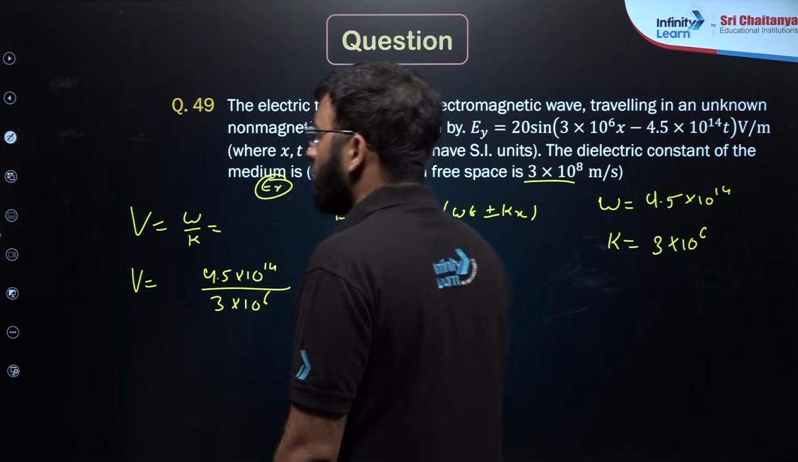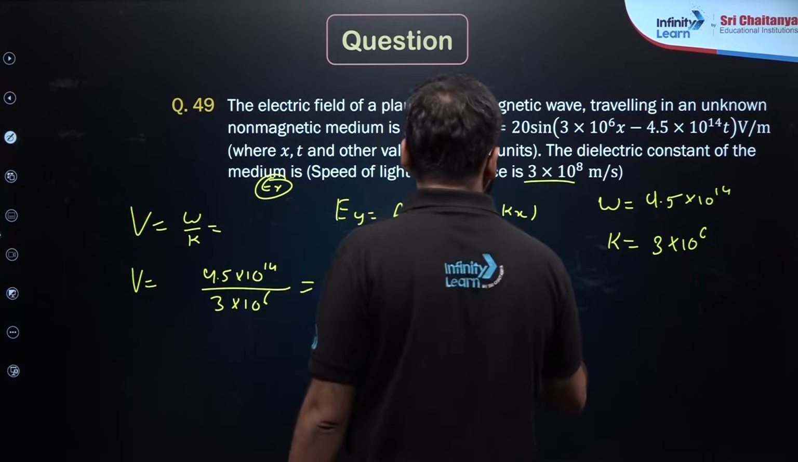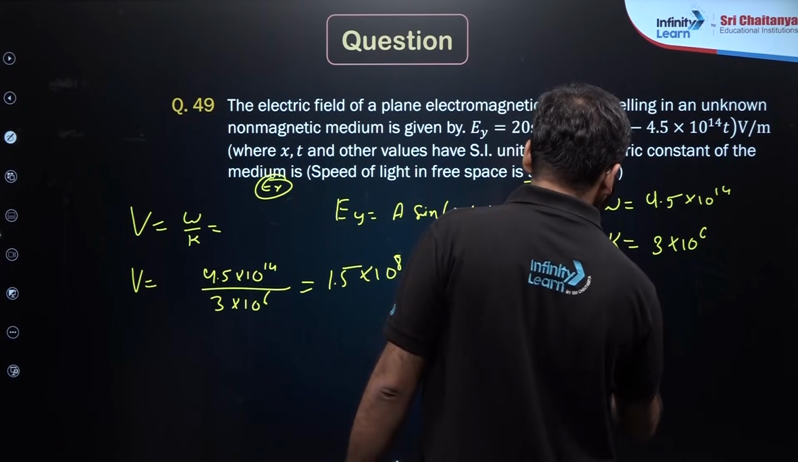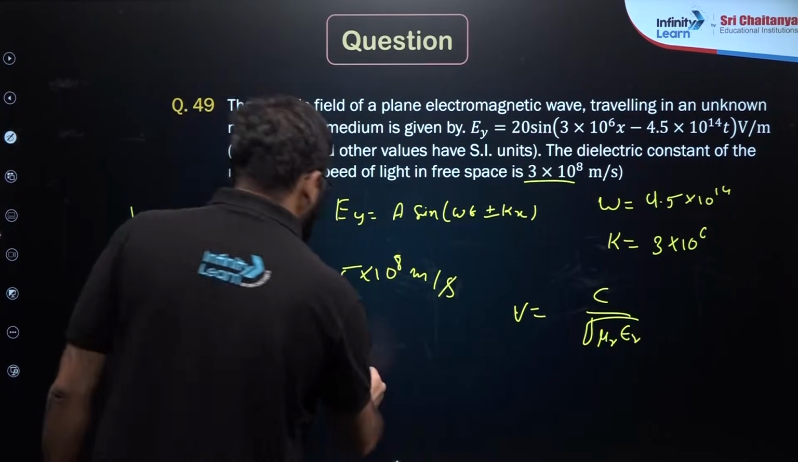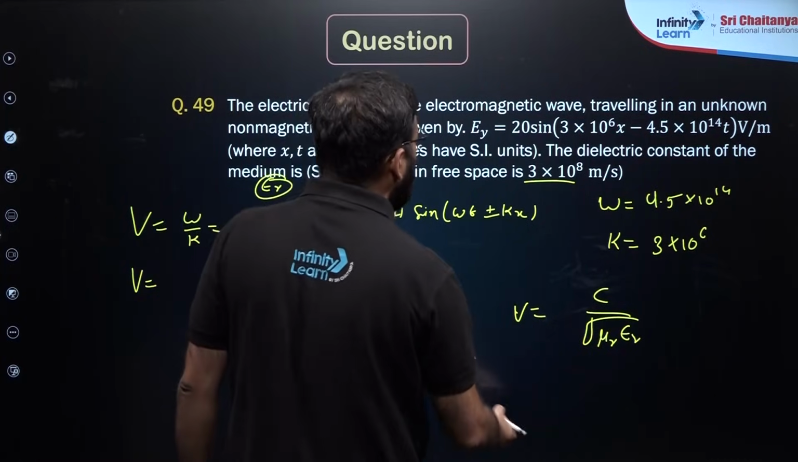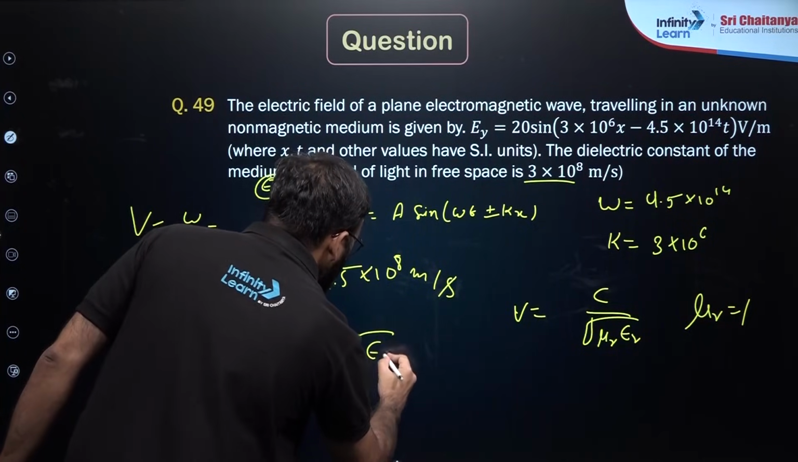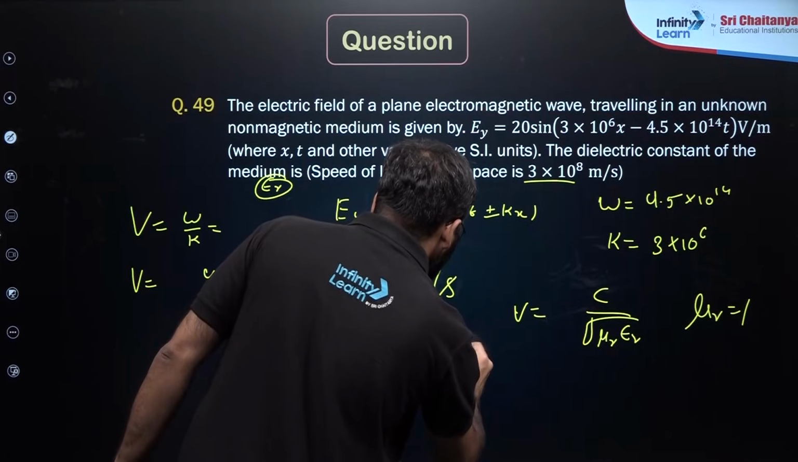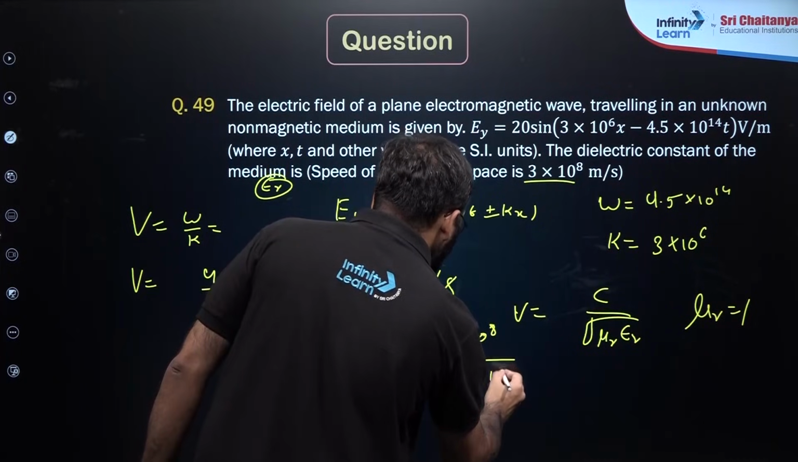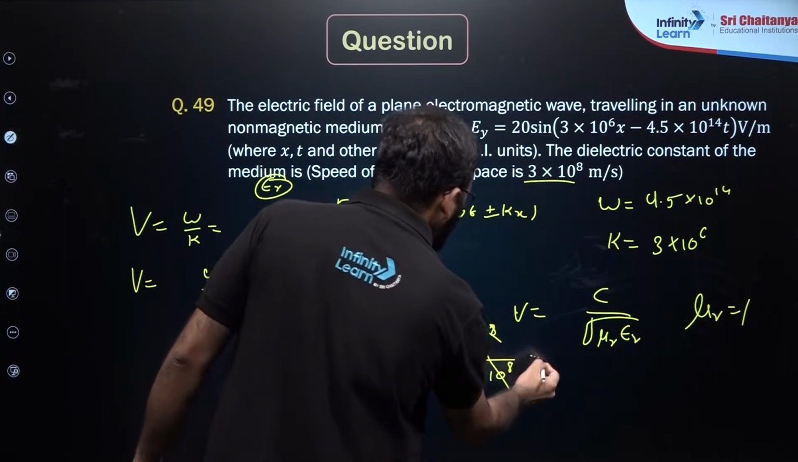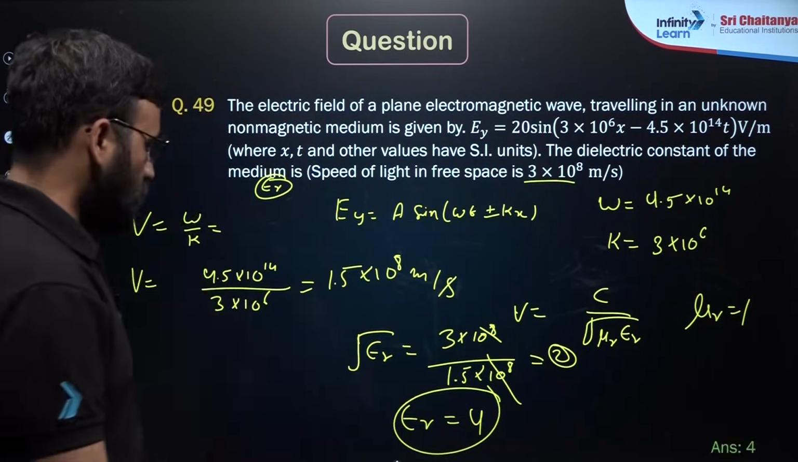Okay, so the speed of the electromagnetic wave in a non-magnetic medium is c upon root of mu r into epsilon r. They ask the dielectric constant of the medium, epsilon r. So V is this, and c, and mu r for free space equals 1. So 3 into 10 to the power 8 divided by V, which is 1.5 into 10 to the power 8. So this will cancel out 2 times, so epsilon r equals 4. Okay, so 4 is my final answer.